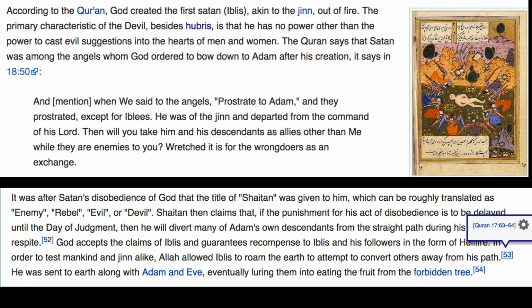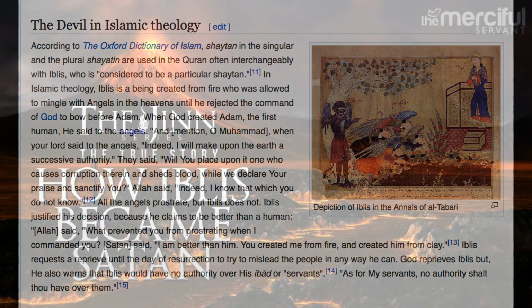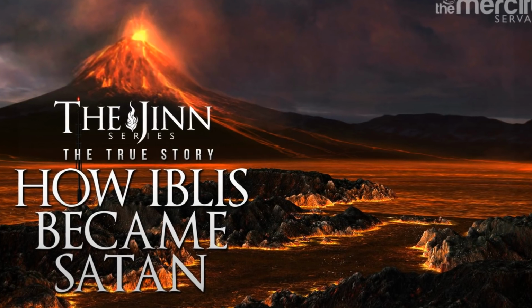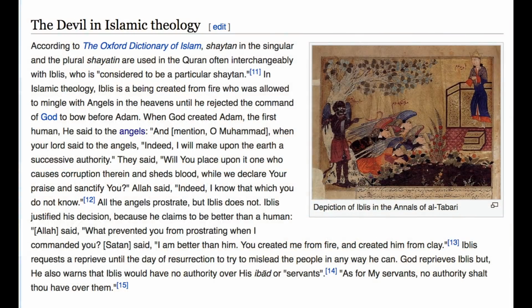He was sent to earth along with Adam and Eve, eventually luring them into eating the fruit from the forbidden tree. The devil in Islamic theology, it says here. According to the Oxford Dictionary of Islam, shaitan in the singular and plural shayateen are used in the Quran often interchangeably with Iblis, who is considered to be a particular shaitan. He's a type of shaitan, he's not the shaitan.